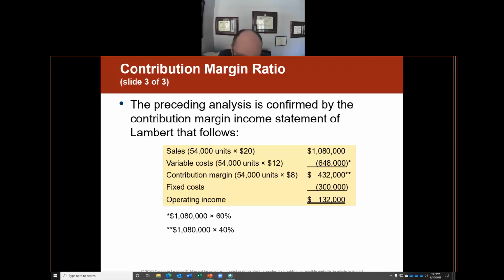The contribution margin per unit. Sales minus variable cost equals contribution margin. We could do that in sales dollars and in individual units. $20 per unit sales price minus variable cost per unit, $12, equals contribution margin of $8 per unit. Our fixed cost, 300,000, contribution margin minus fixed cost, 300,000, equals an operating income of 132,000. That's pretty good, if you ask me.